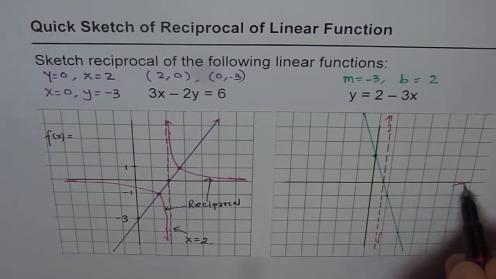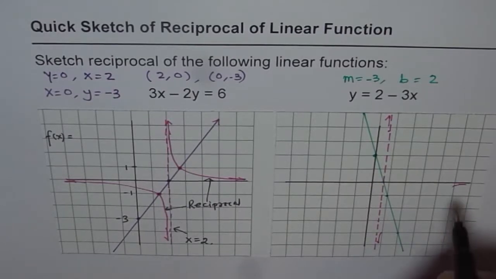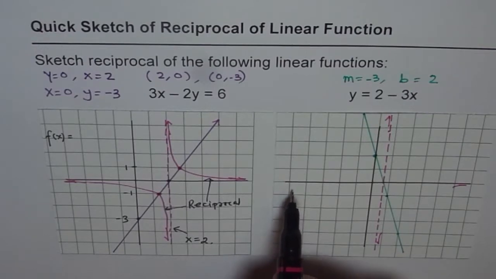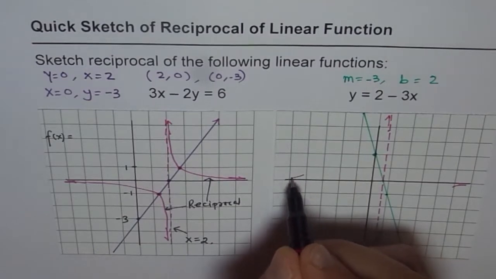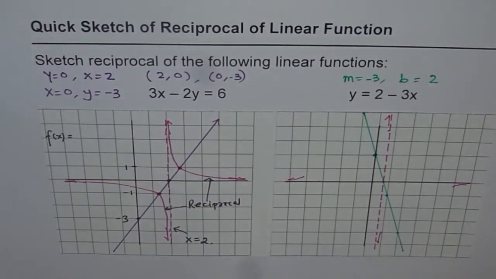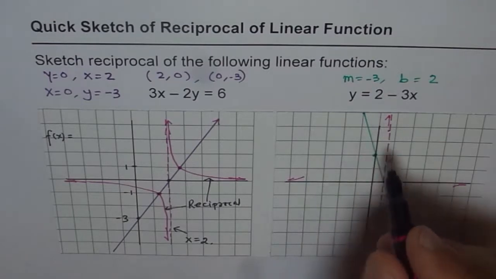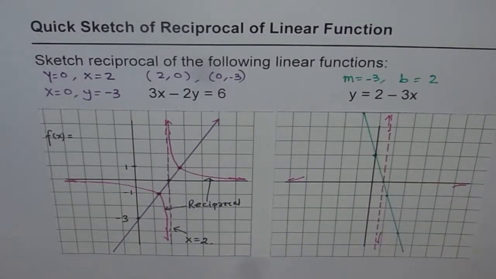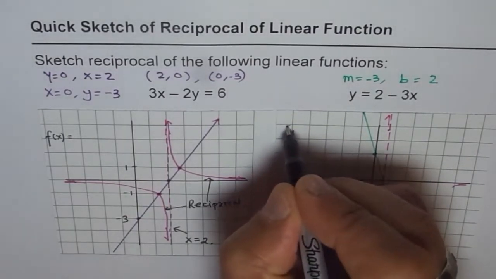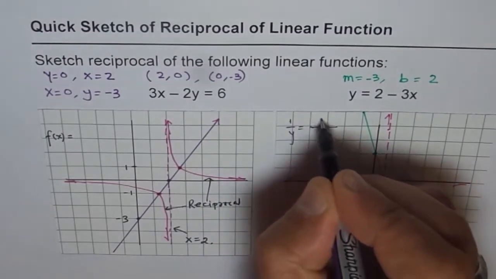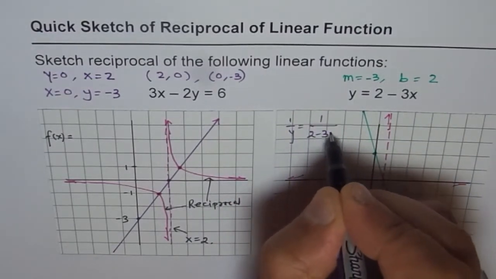So that is how it will behave near positive infinity. How about as x approaches negative infinity? The function is positive, so it will approach 0 but from the positive side, right? So these are critical points. Now we can also write this function as, let us say, f of x as 1 over y, right? 1 over y, which is 1 over 2 minus 3x.